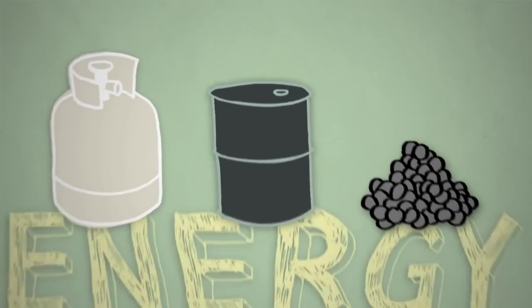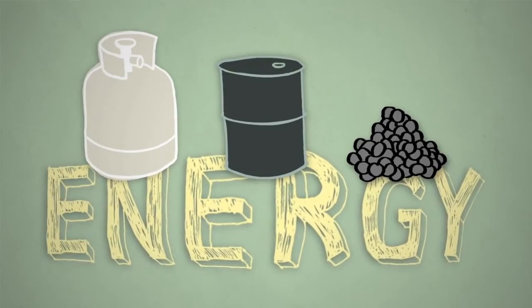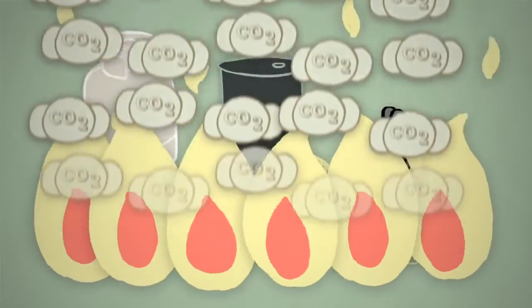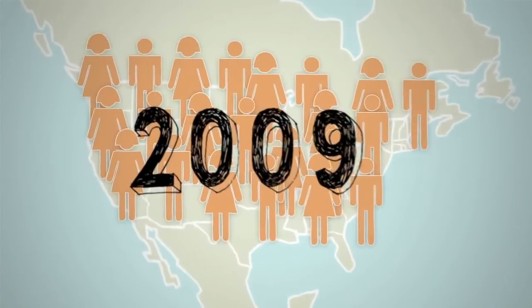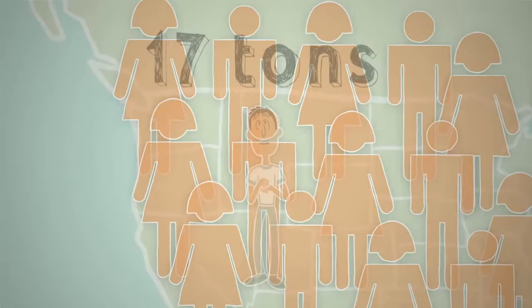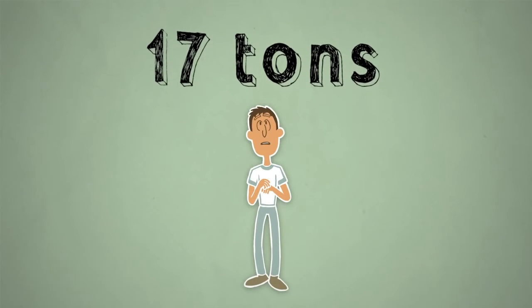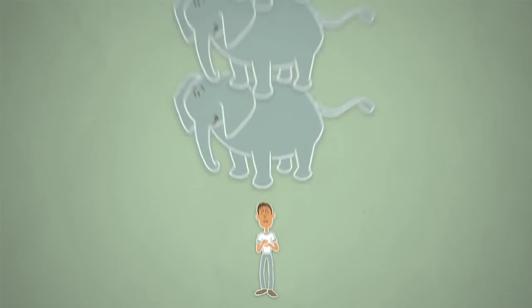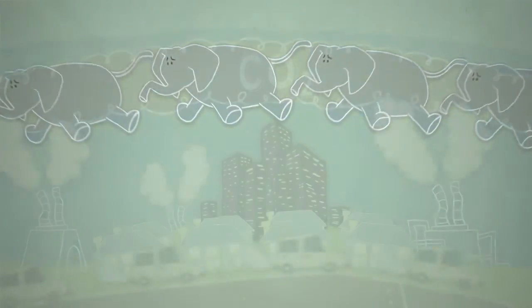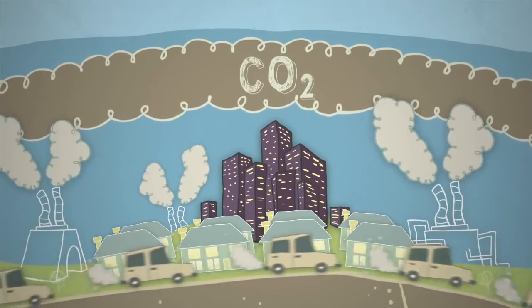Fossil fuels are full of energy, and they've been useful to us. But there's a problem. Burning them releases carbon dioxide into the atmosphere. In 2009, each person in the United States used enough fossil fuel energy to release an average of 17 tons of carbon dioxide. That's about the equivalent of 4 African elephants. Over time, all of that carbon dioxide really starts to add up.